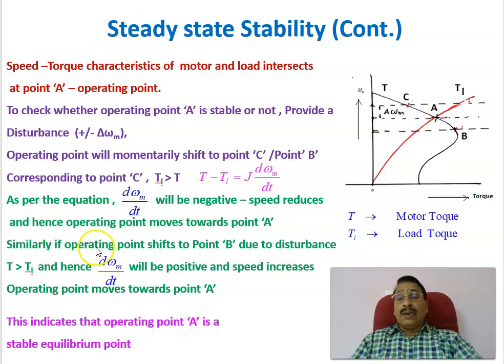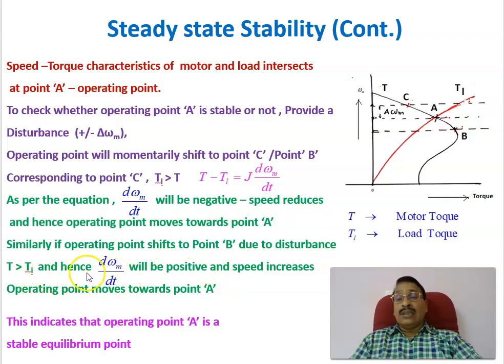Similarly, if you are providing a minus delta omega as a disturbance, the point momentarily shifts to the point B. At point B, due to the disturbance, T is greater than TL. We can see that the motor torque is more than the load torque. In that case, since T is more than TL, J d omega m by dt is positive, or d omega m by dt is positive, meaning that it will be accelerating.